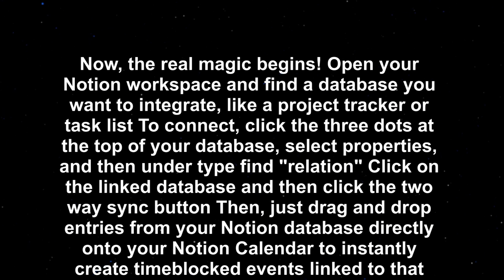Open your Notion workspace and find a database you want to integrate, like a project tracker or task list. To connect, click the three dots at the top of your database, select Properties, and then under Type find Relation, click on the linked database, and then click the two-way sync button.